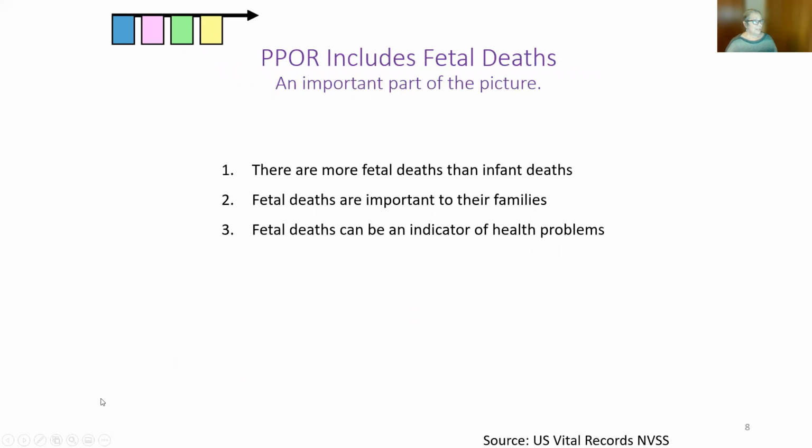So another important thing about PPOR is that it includes fetal deaths, and they are an important part of the picture. There are more fetal deaths than there are infant deaths. Fetal deaths are important to their families, of course, but they're also just as much as infant deaths can be. They are indicators of health of a community as well. Not all of them just have to happen. Some are preventable.